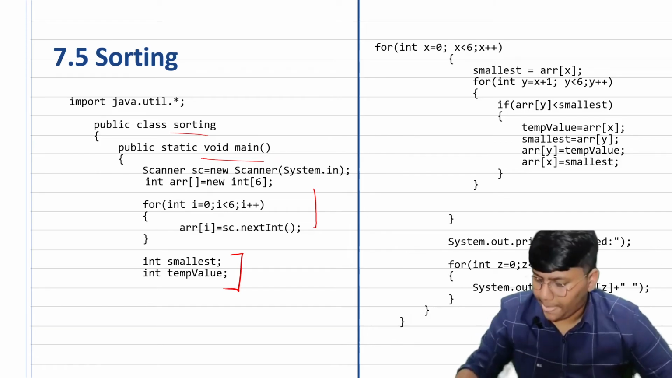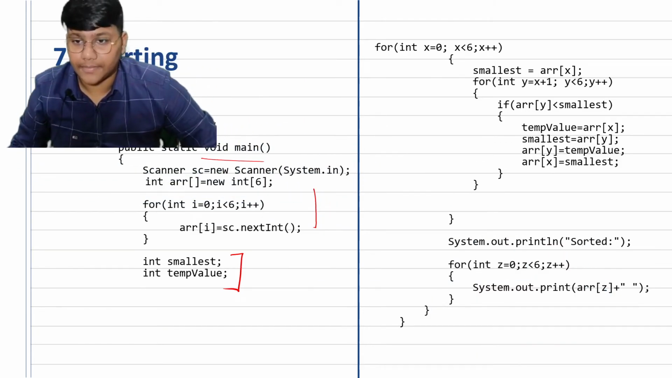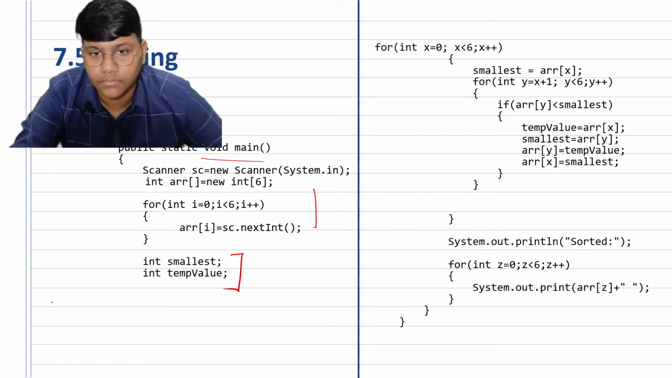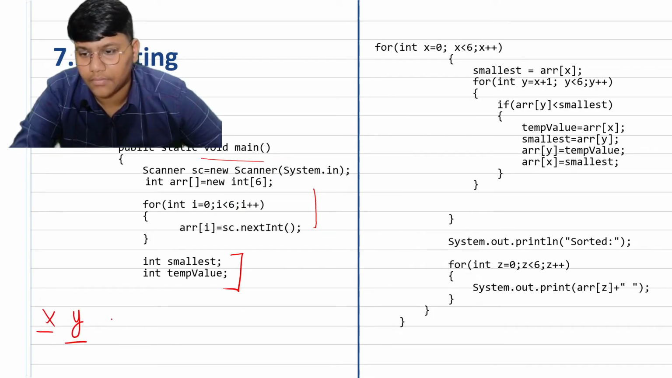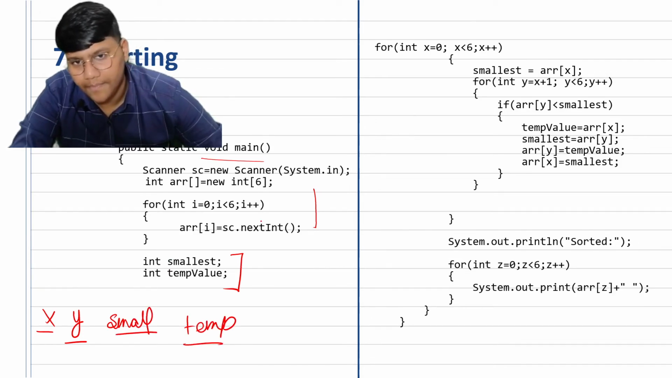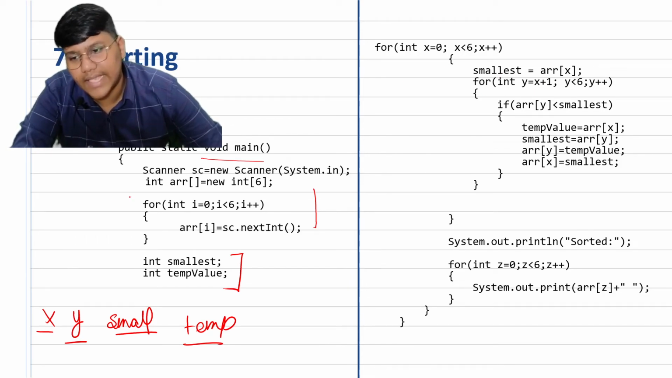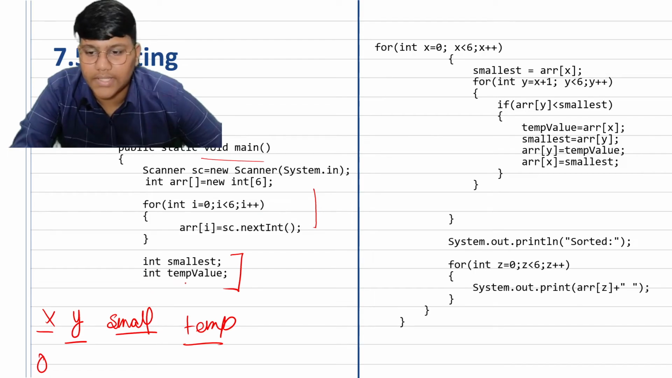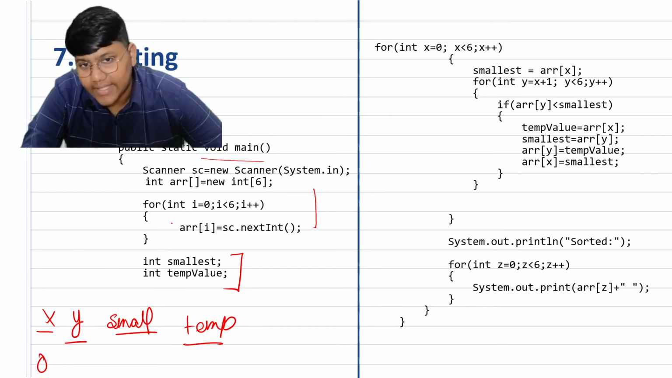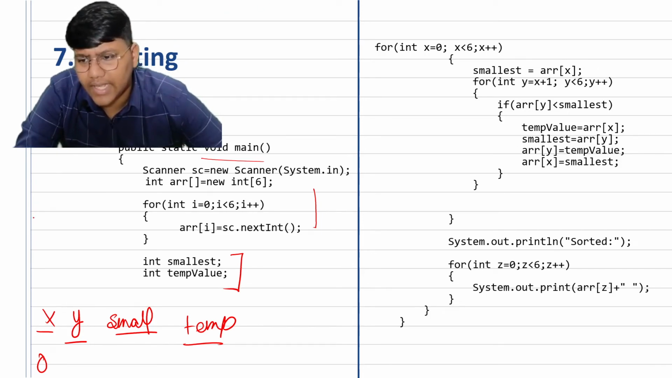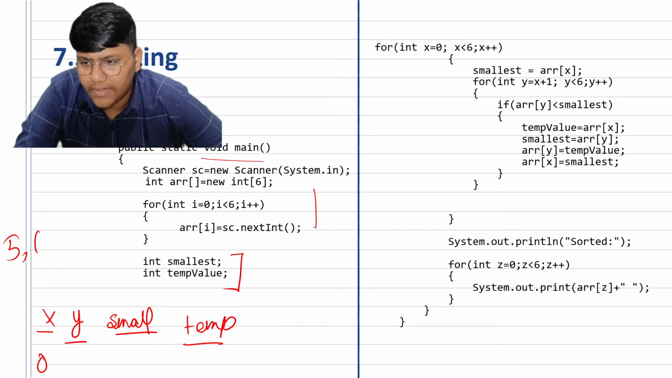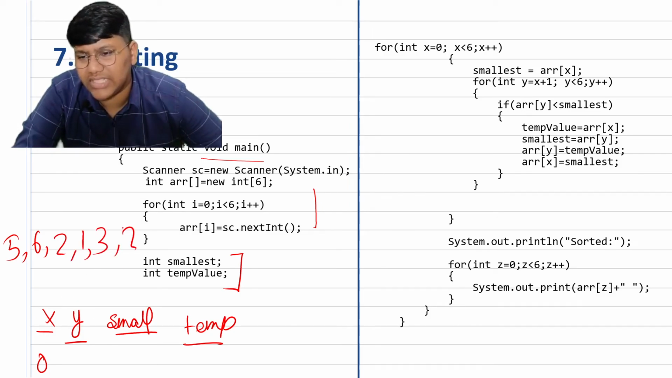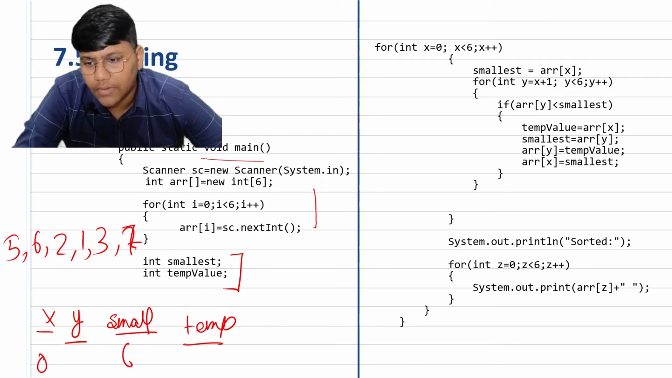Let's create a buffer. x, y, smallest, temp. Now smallest equal to arr x. First our value of x is 0, smallest is nothing until now, so smallest equal to arr x. For example, arr is 5 6 2 1 3. It will be 7, so arr 2, that is 6, smallest will become 6.